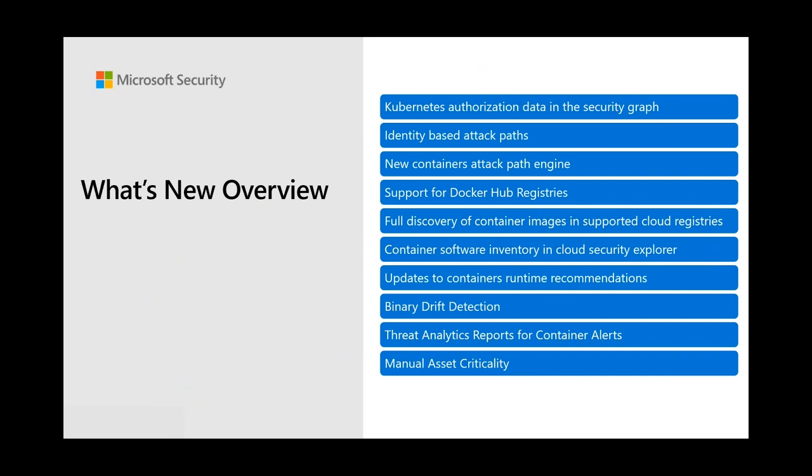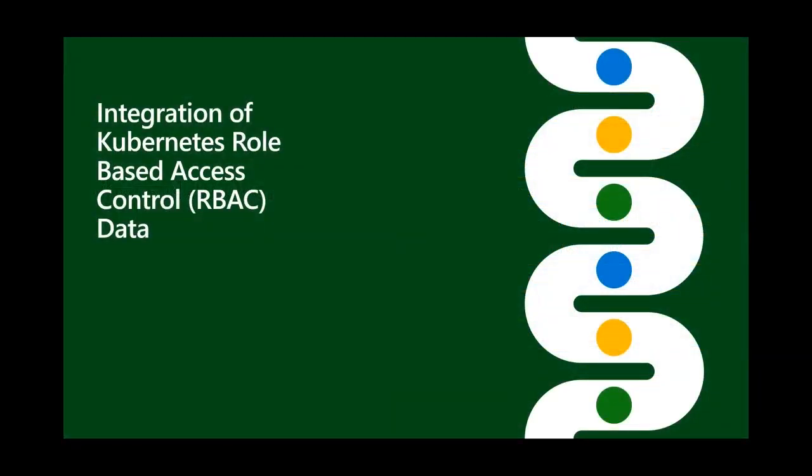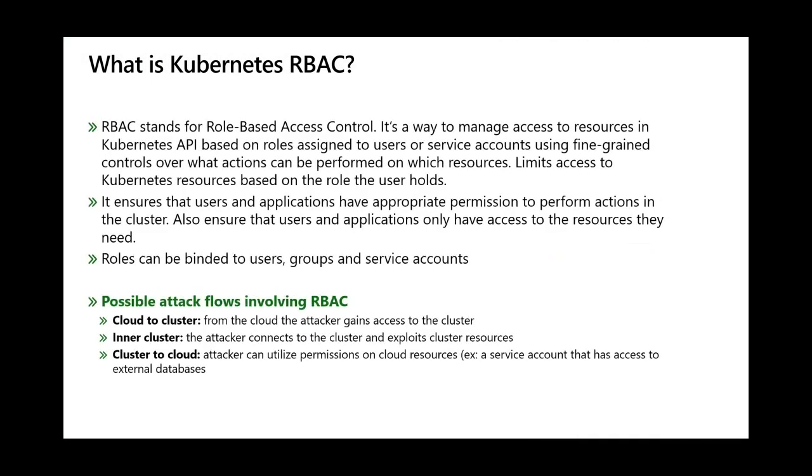So essentially, we'll explain each of these capabilities and show you how you can leverage them within the Defender for Cloud portal. So first off, we want to discuss how we've integrated the Kubernetes authorization data into Defender for Cloud's security graph. If you're not familiar with Kubernetes RBAC, RBAC is essentially role-based access control, and it's a way to manage access to resources within the Kubernetes API.